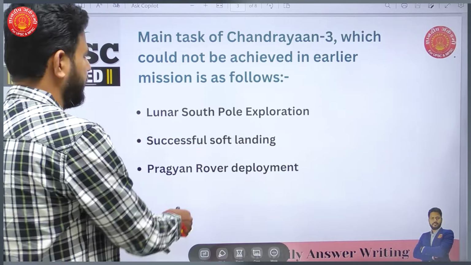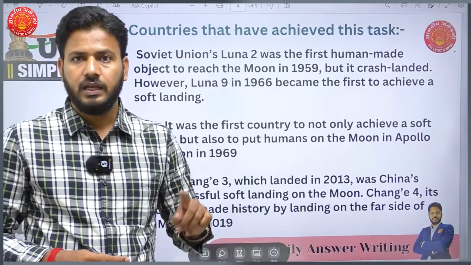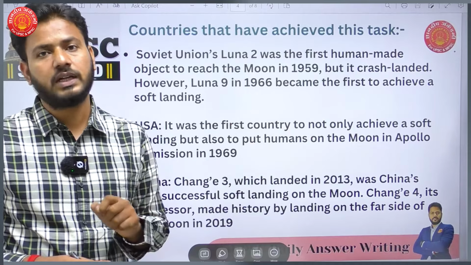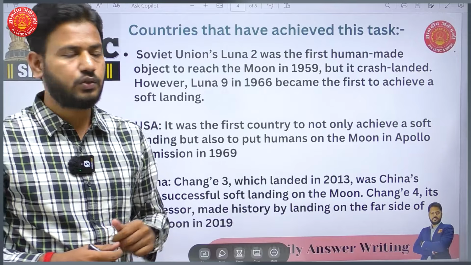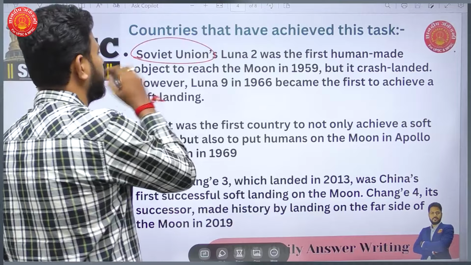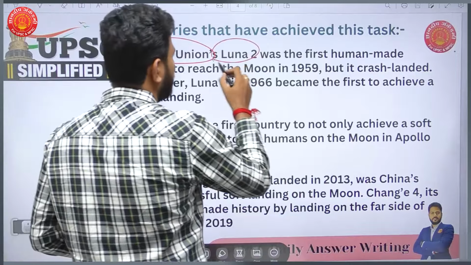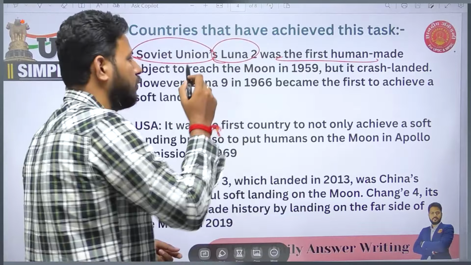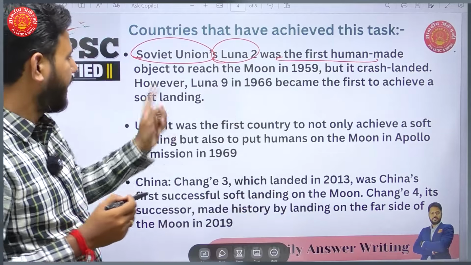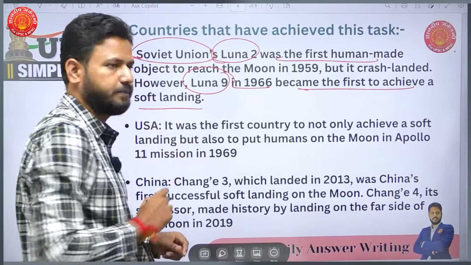Now, the second focus is countries that have achieved this task. Already in the introduction, we have given the hint that India was the 4th country, or 3 countries have successfully done this. So which are these countries? If you go chronologically, Soviet Union was the first country that landed on the moon. Then they had 2 missions. Now, the Luna 2 mission was the first human-made object to reach the moon in 1959, but it crash landed. Then again, we had Luna 9 in 1966, which became the first to achieve a soft landing.